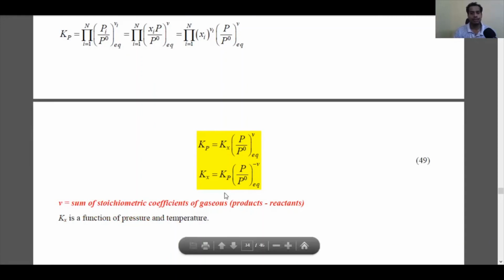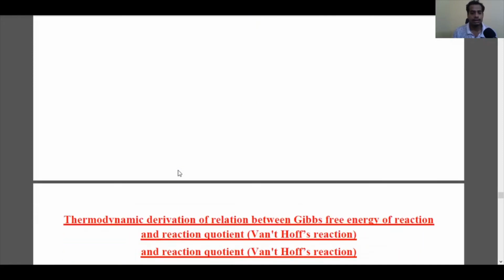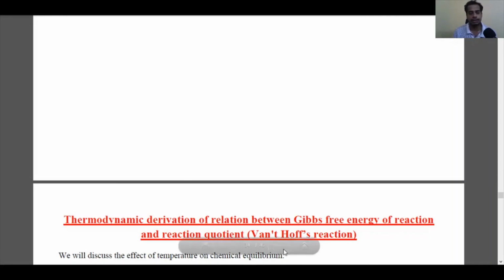So this explains the relation between Kp and Kx. Again, Kx is a function of pressure and temperature. With this we will stop here, and in the next session we will discuss the Van 't Hoff relation, which relates the reaction Gibbs energy, the reaction enthalpy and temperature. Thank you.